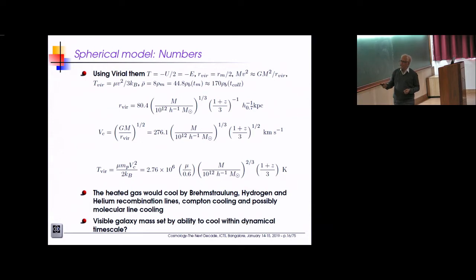You can also cool the gas if you form atoms, because whenever you have a free electron and a free ion and it recombines to form, let's say, a hydrogen atom, you will emit a photon. If this photon can escape the system, then that is another way in which you cool the system. So there is a recombination of hydrogen, and for primordial gas, there is also recombination of helium, because helium is also something you formed during the Big Bang nucleosynthesis.